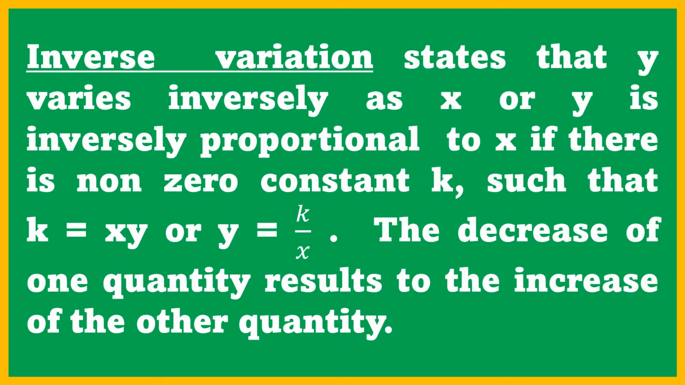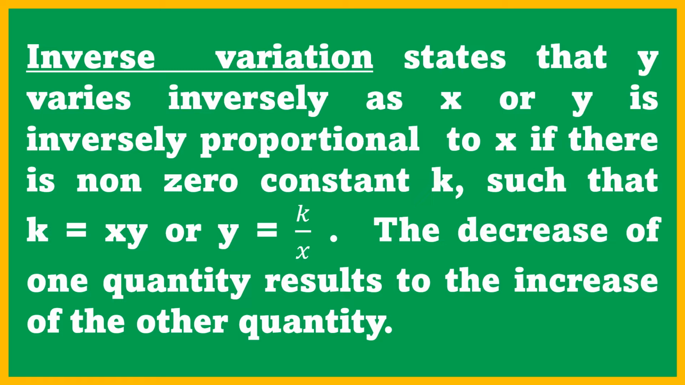When we say inverse variation, it states that y varies inversely as x or y is inversely proportional to x, and if there is a non-zero constant k such that k is equal to x times y, or y is equal to k over x, and the decrease of one quantity results to the increase of the other quantity.